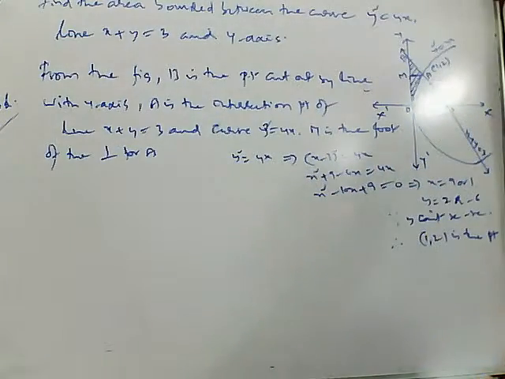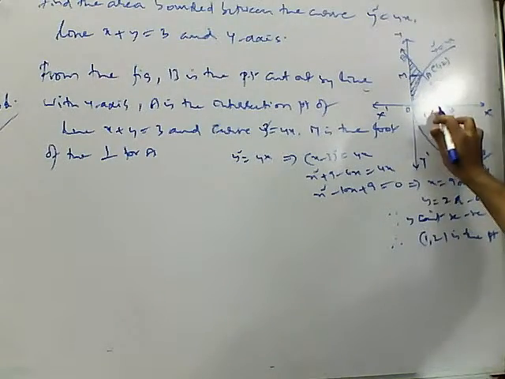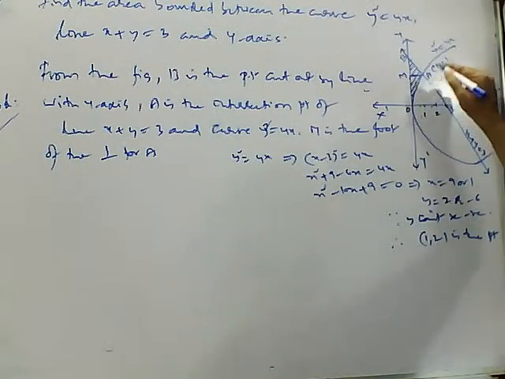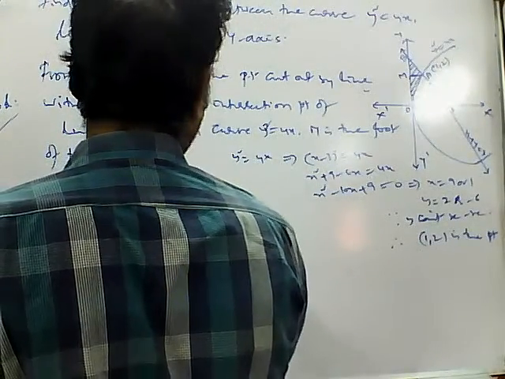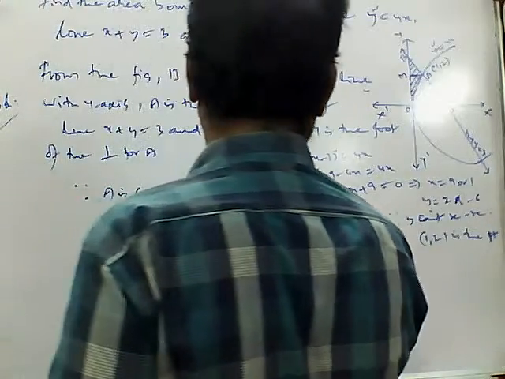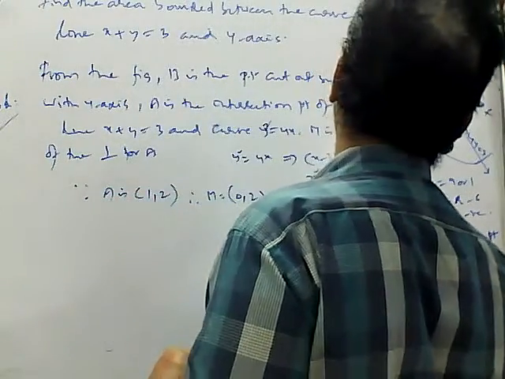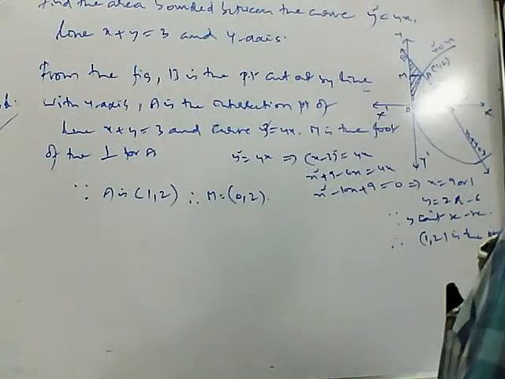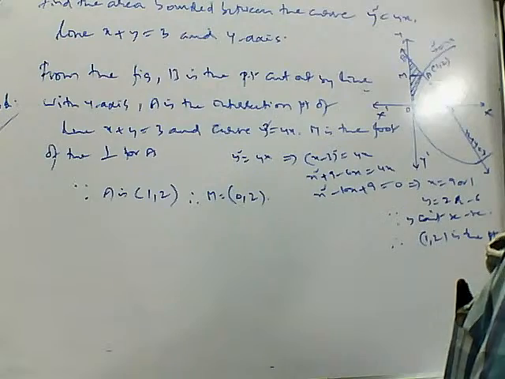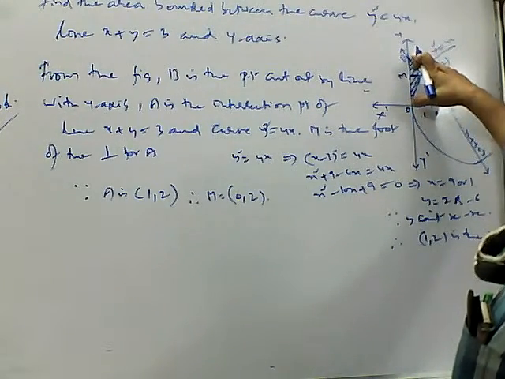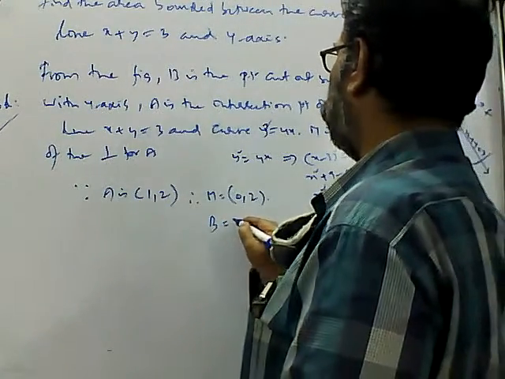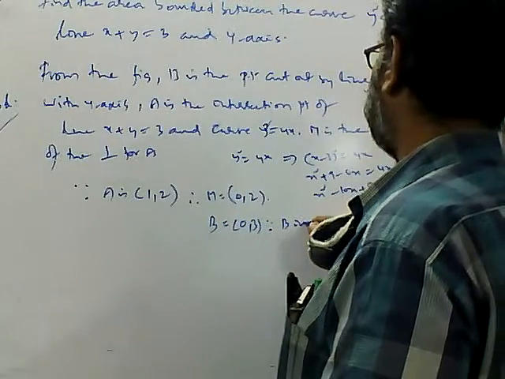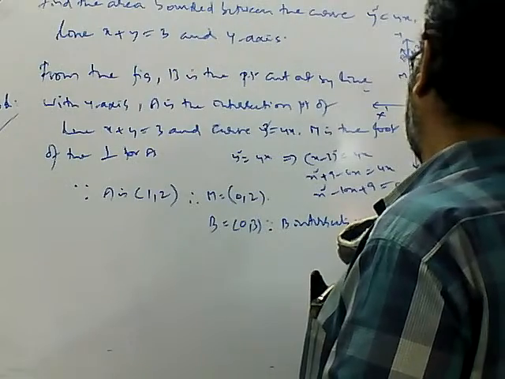Right? This is x 1, y 2. Therefore, since A is 1 comma 2, M is equal to, what comes here? Actually 0, 2. Okay. What about B? B intersects the y-axis, so x is 0. So what comes, y is 3? B is equal to 0, 3 since B intersects the y-axis.